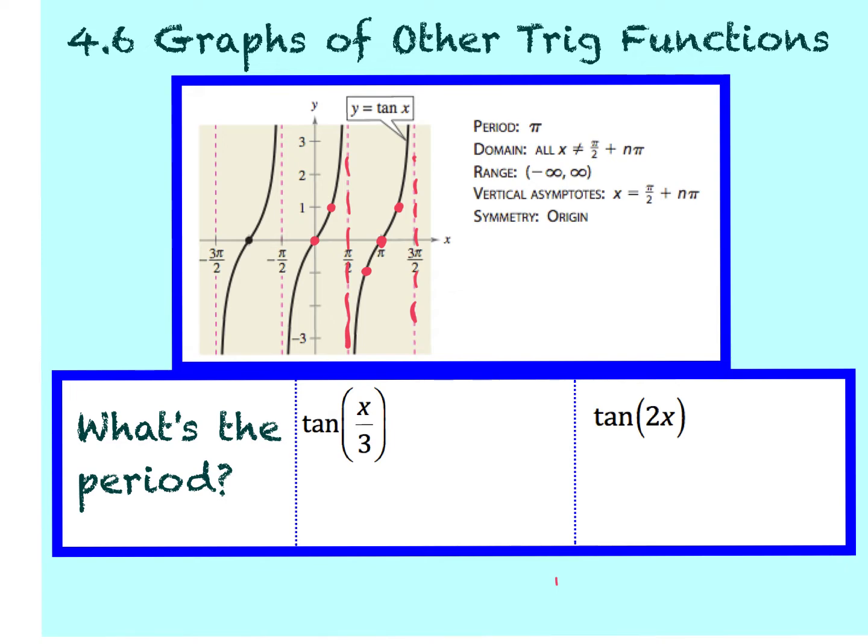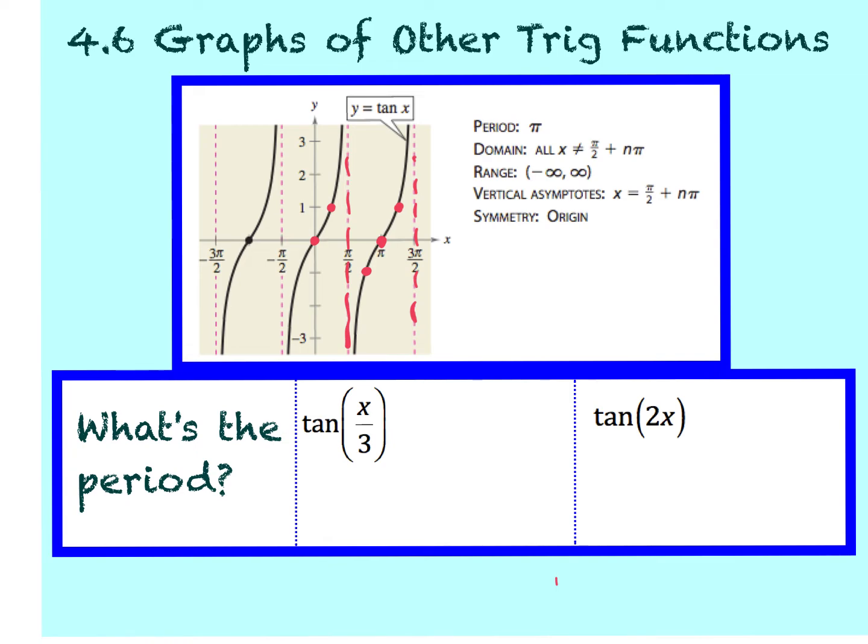So your vertical asymptotes happen every what? Intervals of pi over 2's. All right? Negative pi over 2, pi over 2, 3 pi over 2. What will be the next one? 5 pi over 2. All right? And so vertical asymptotes happen on intervals of pi over 2. All right, let's look at this one.